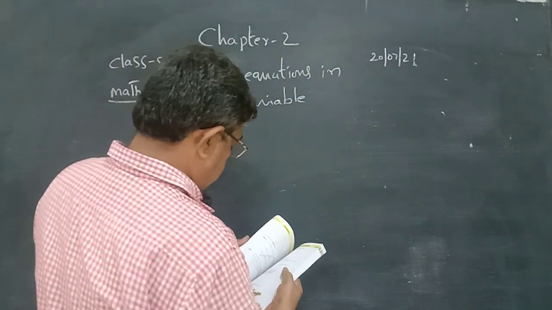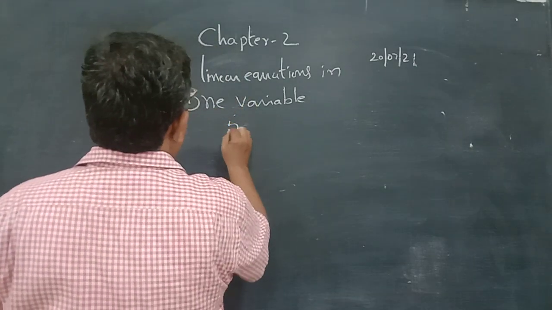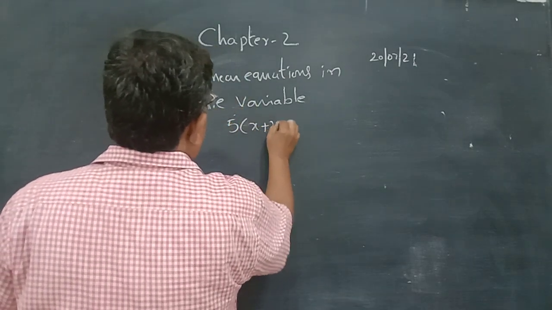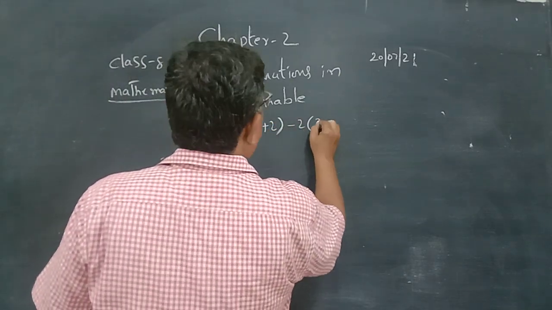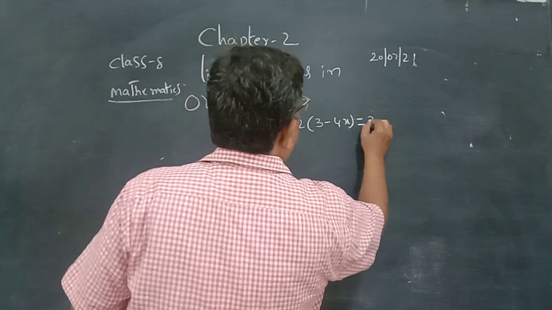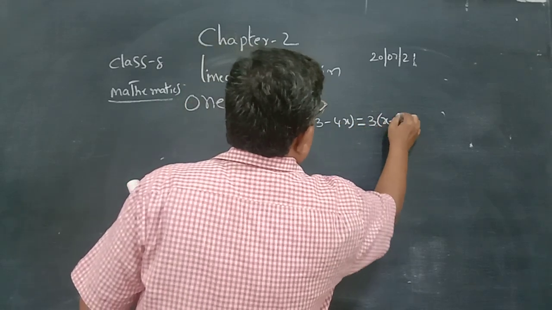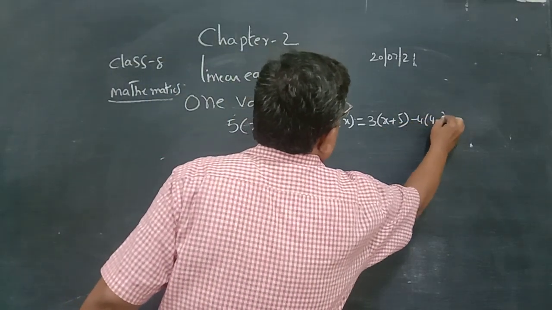5 into x plus 2 minus 2 into 3 minus 4x is equal to 3 into x plus 5 minus 4 into 4 minus x.